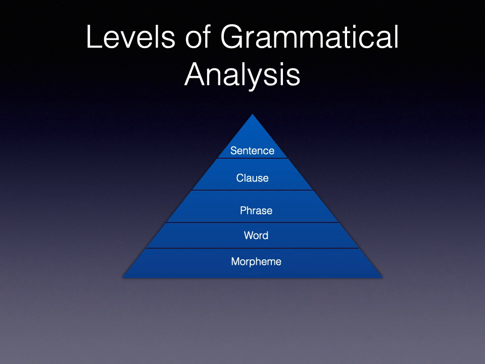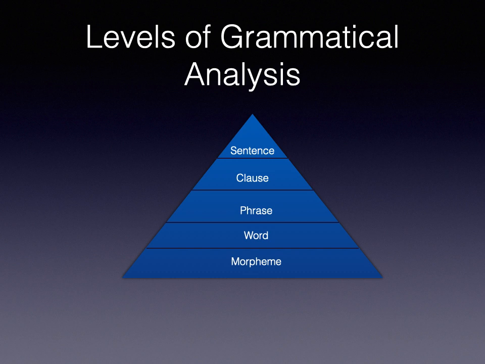Now, you can see here a pyramid which is about the different levels of grammatical analysis. In grammar, we usually look at sentences. Now, sentences are basically combinations of words. You will learn more about sentences later, but sentences can be further broken down into clauses, phrases, and words. So one might think that the word is the basic unit of grammatical analysis, but there is something even smaller than a word, and that is the morpheme.